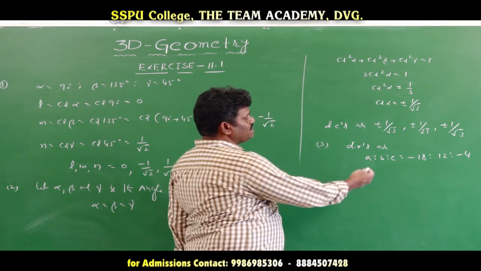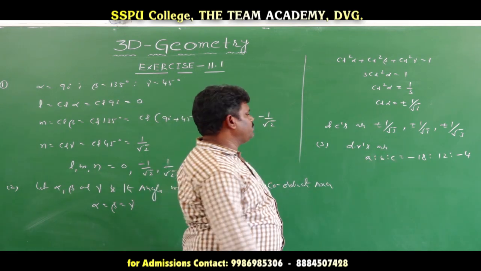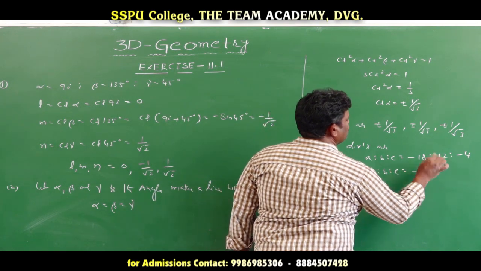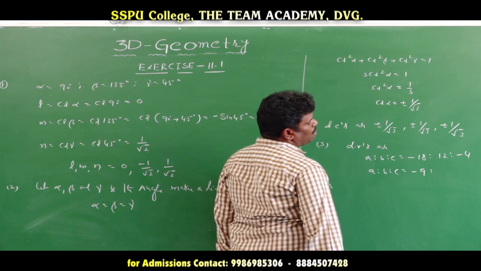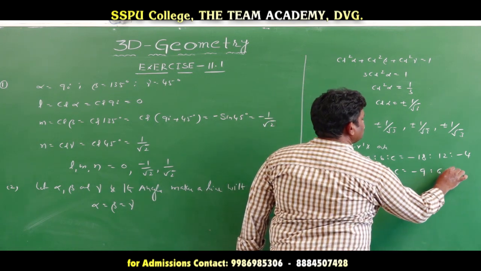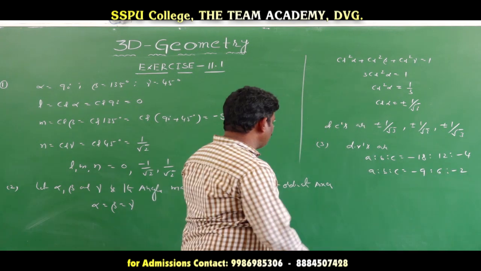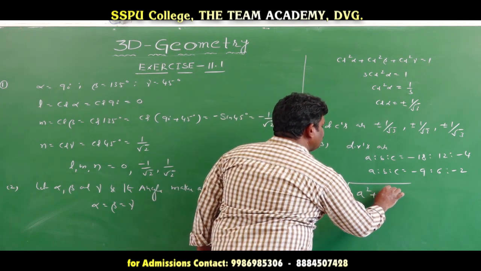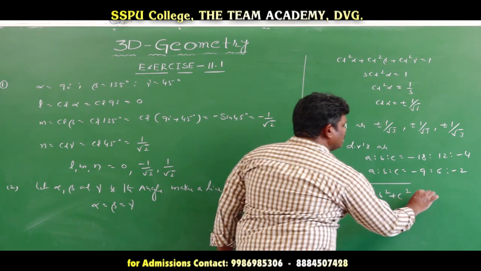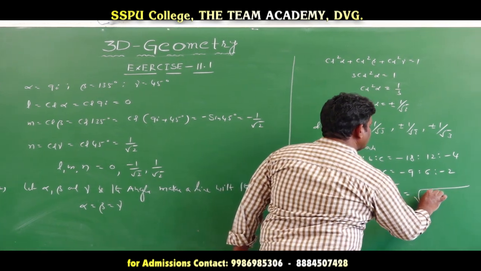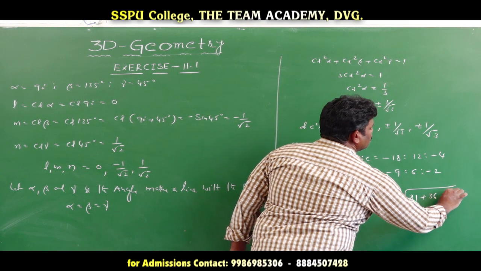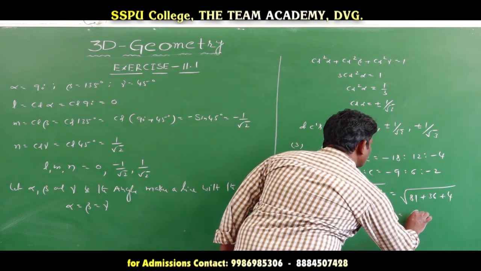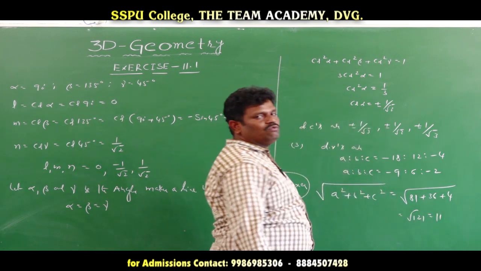First we simplify this by taking the common factor. So a is to b is to c is equal to minus 9 is to 6 is to minus 2. Now we find the square root of a square plus b square plus c square, which is 81 plus 36 plus 4, that is 121. So the square root of 121 is 11.